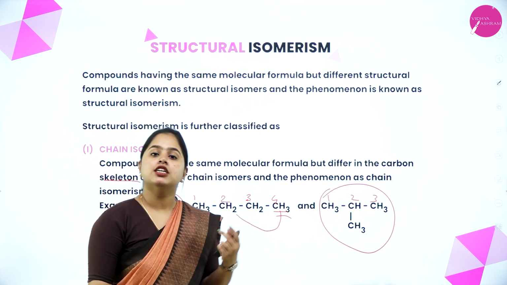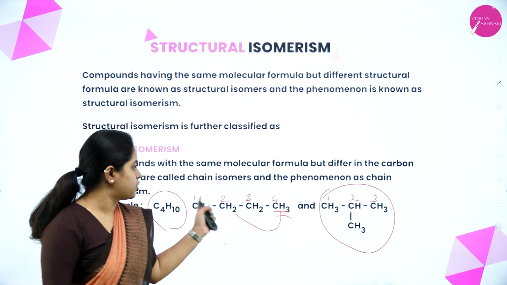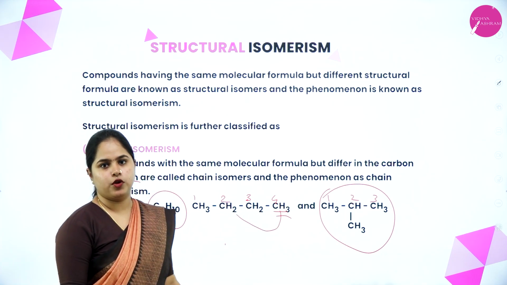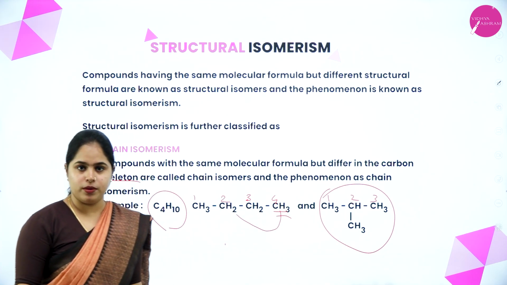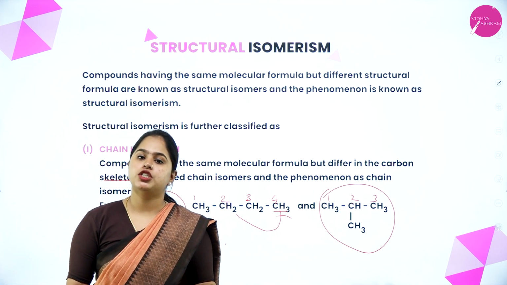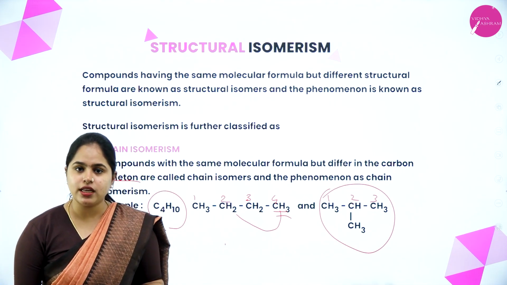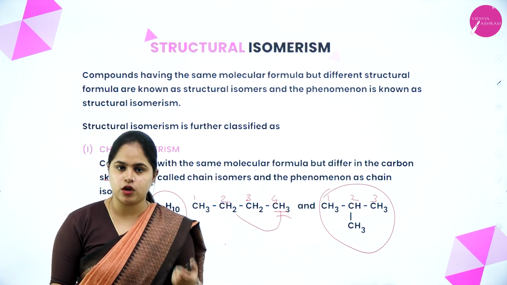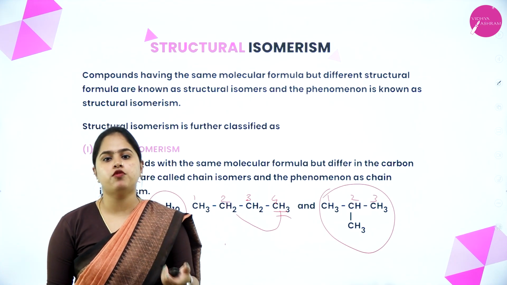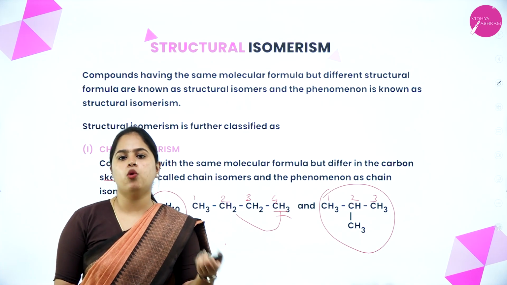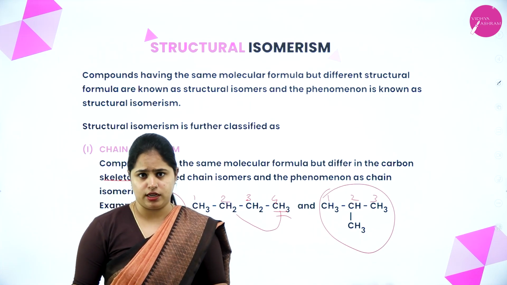So this is called as chain isomerism. And these two are called as isomers. Okay, these two are the isomers, and this phenomenon is called as chain isomerism. So this chain isomerism will be only shown by compounds which are having minimum 4 carbon atoms. 4 or more than 4 carbon atoms can show chain isomerism.